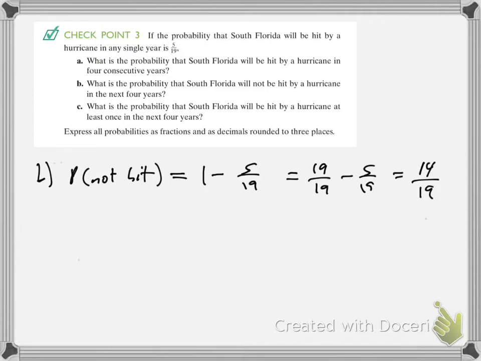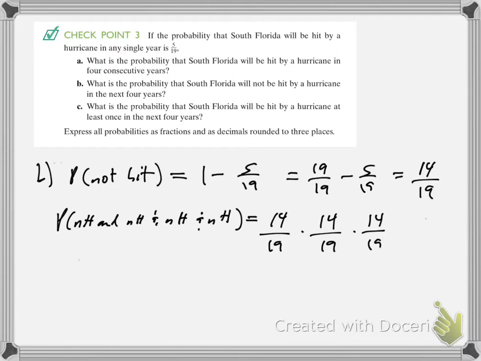So the probability it's not going to hit, and not hit, and not hit, and not hit in 4 consecutive years, I would multiply 14/19 by itself 4 times. And then I do that in my calculator. I get 14 divided by 19 to the 4th power. I get 0.295. So you've got a 29.5% chance that it's not going to hit in 4 consecutive years.